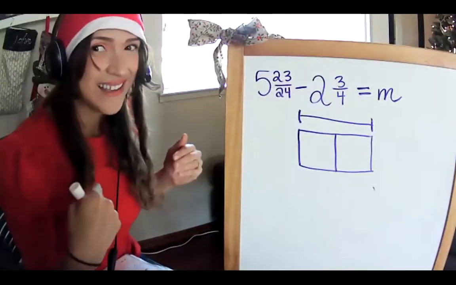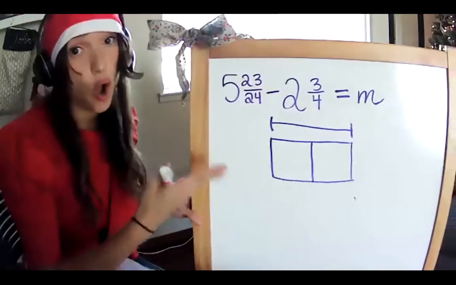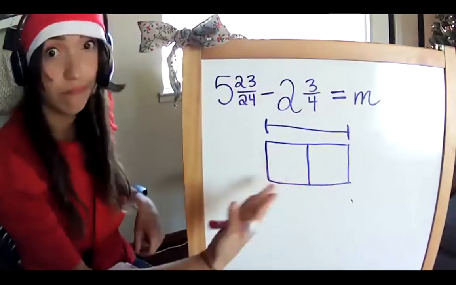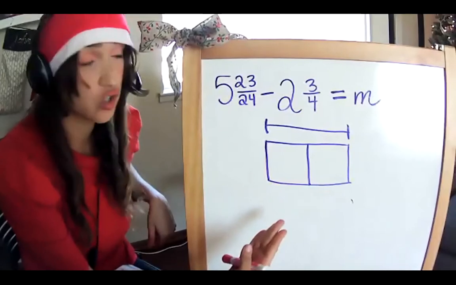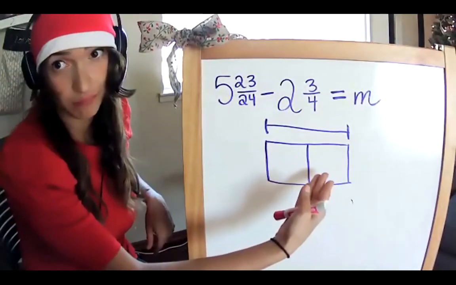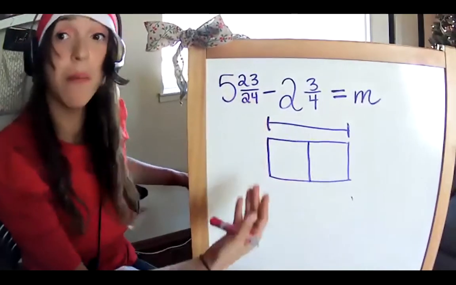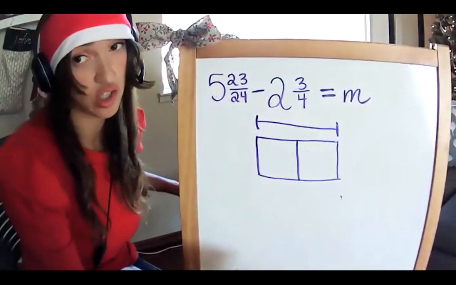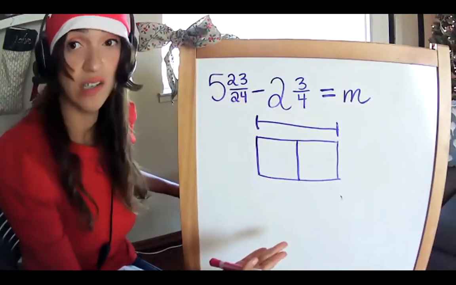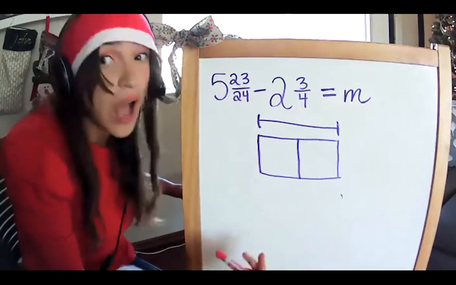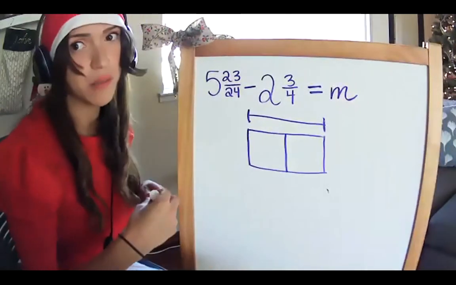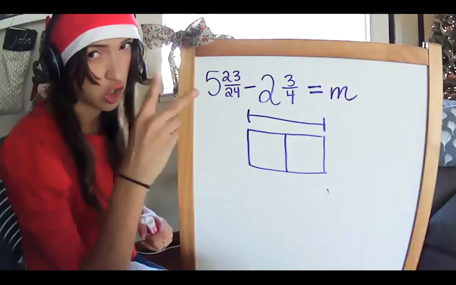Listen. Since the box diagram can only show addition, and I have a subtraction problem, I'm going to have to make the subtraction problem into an addition problem. Huh? What? I know, gasp. It's possible. Watch, just watch.